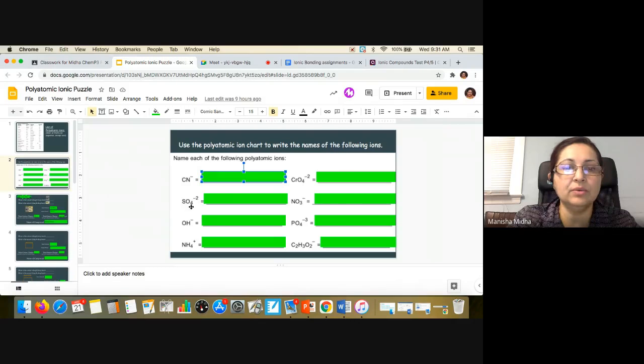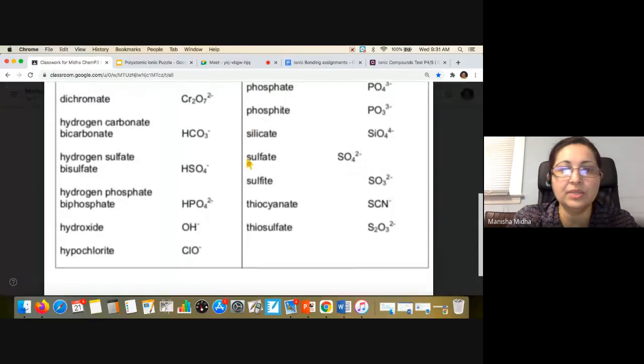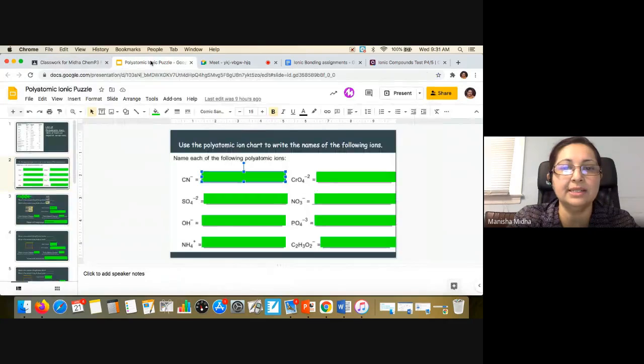Look up SO4. There is one sulfur, four oxygens, and this whole group has a charge of minus 2. This whole anion is a charged ion. So SO4 minus 2. SO4 sulfate. SO4 minus 2. You will just type this name on that slide.